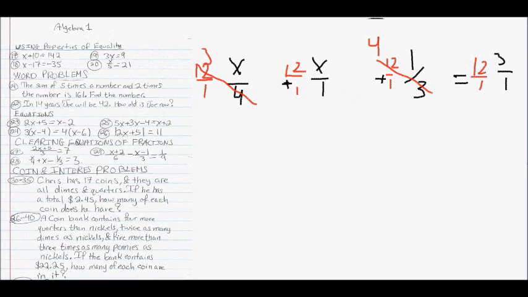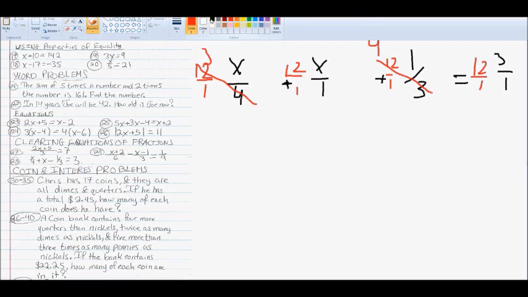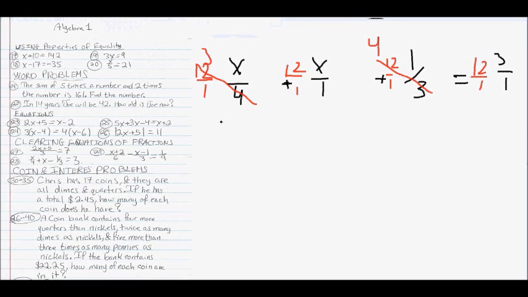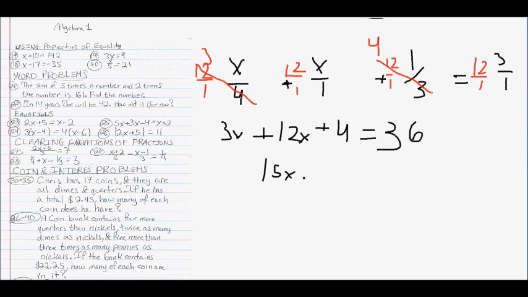4 goes into 12 3 times. Well, that can't go into anything. And 3 goes into 12 4 times. Alright, now all we have to do is multiply. 3 times x is 3x. Very good. 12 times x is 12x. 4 times 1 is 4. 12 times 3 is 36. Much easier this way. Forgot the x there.